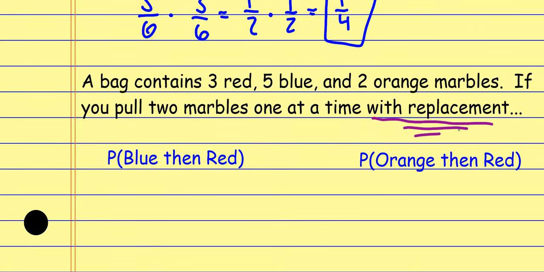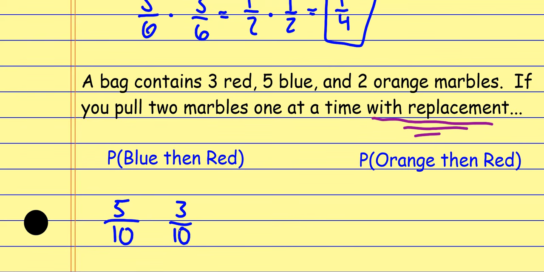I pull the marble out, I look at it, I put it back in. All right. So when I look at this first example, the probability of blue: there are 5 blue marbles out of a total of 10 marbles. And then the red marbles, so I pull the blue marble out, I put it back in. There are 3 red marbles out of a total of 10 marbles. Okay, and it's still 10 because I put that first marble back.